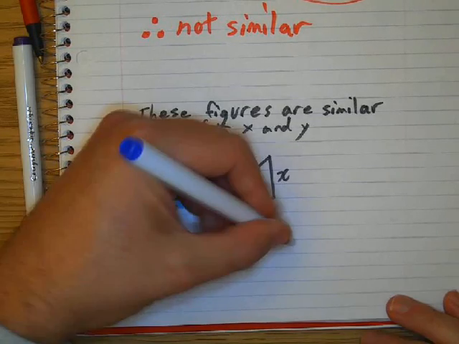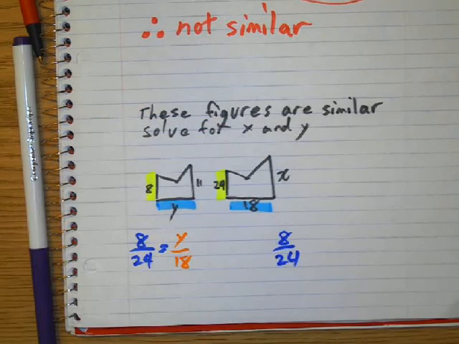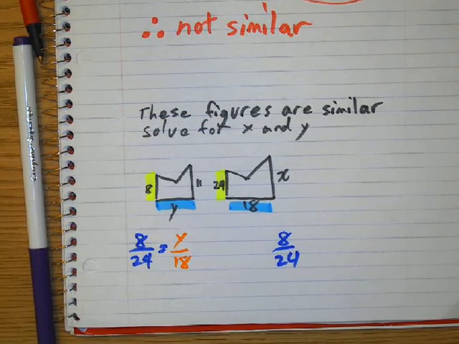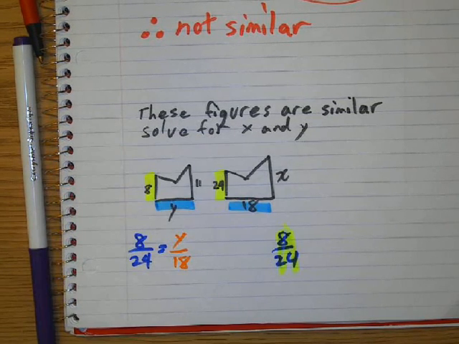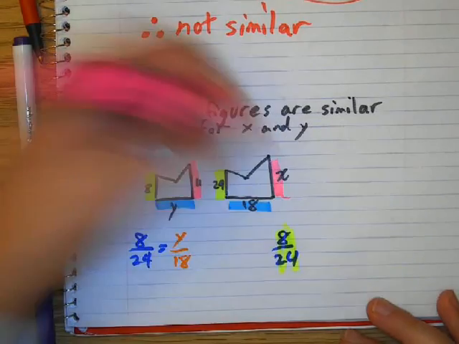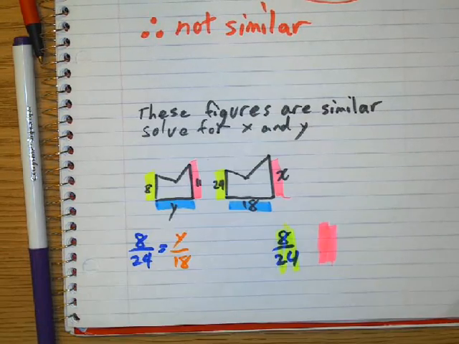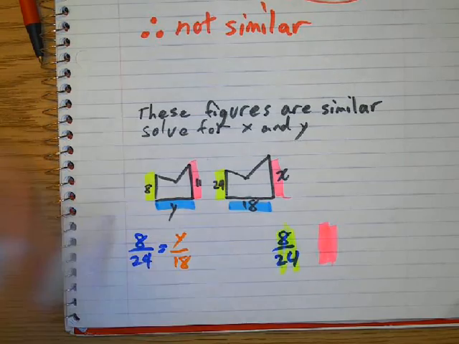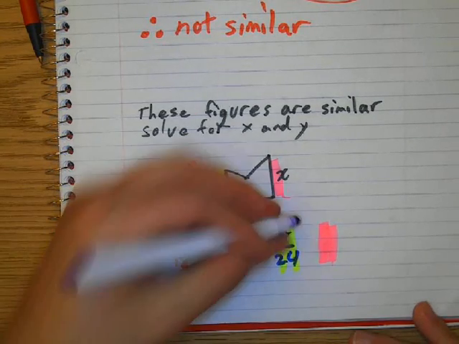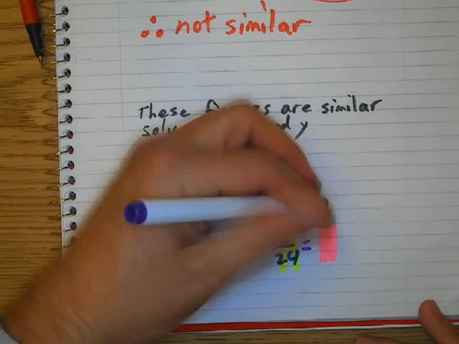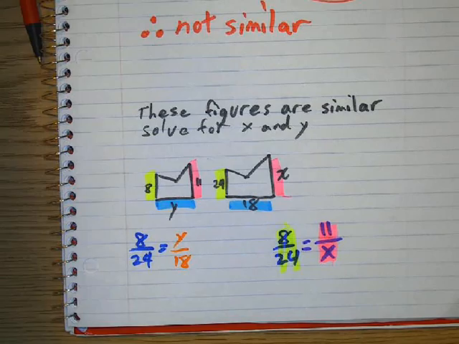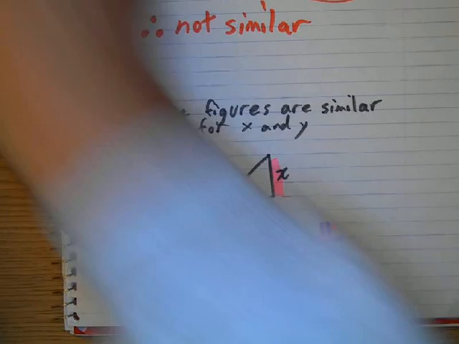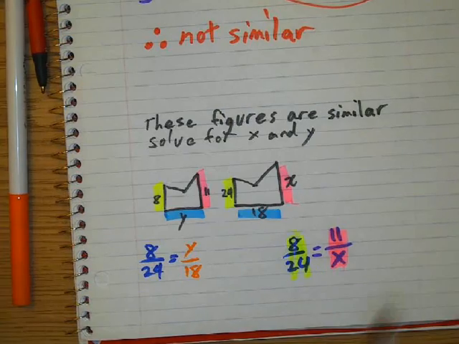We have 8 over 24, the ratio of the yellow sides, right? And let's set up the ratio. I'm going to make these ones pink because those are similar. So if I have 8 over 24, I'm going to have 11 over x. Okay, and once again, we're going to cross multiply and solve for the variables.